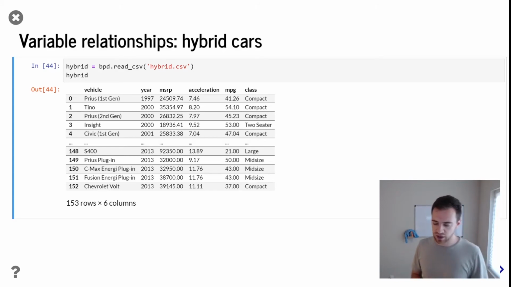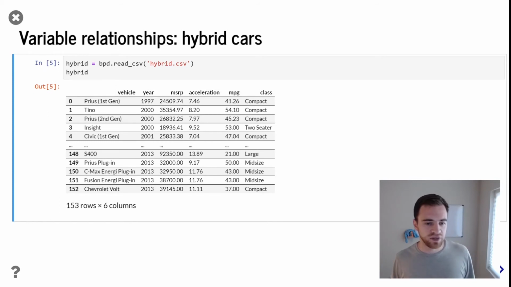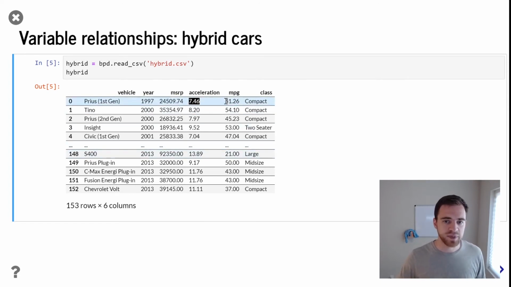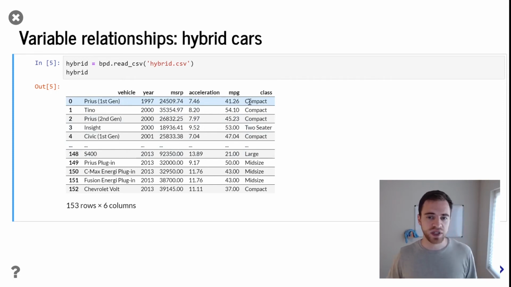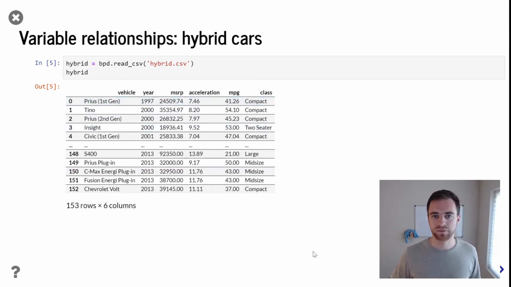This is a data set of hybrid cars. So I have 153 hybrid cars, the year that the car came out, how much the car cost, some measure of the car's acceleration. The larger this number, the faster it can accelerate. Miles per gallon, so how efficient the car is. The larger this number, the more efficient it is. And then just what type of car is it? A compact car, a two-seater, and so forth.